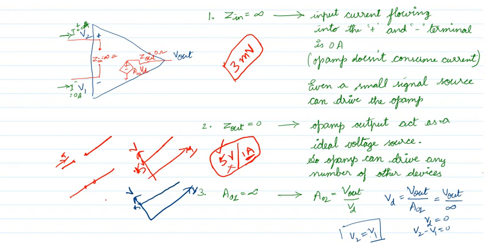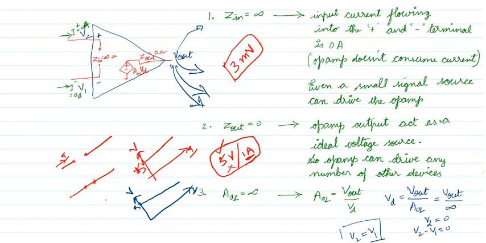Here the output impedance is 0 ohms. So I can say the op-amp functions as an ideal voltage source. You can connect the output to any number of other devices. That is another advantage of going for an op-amp.